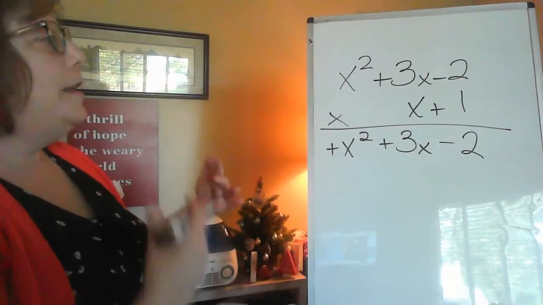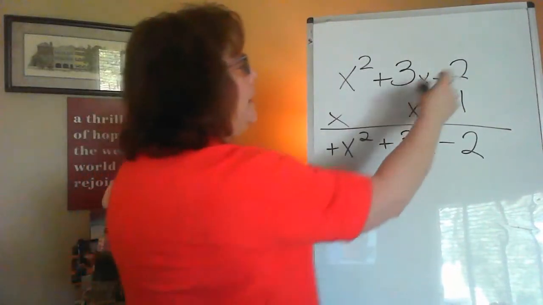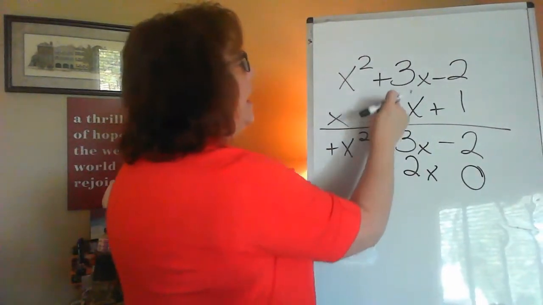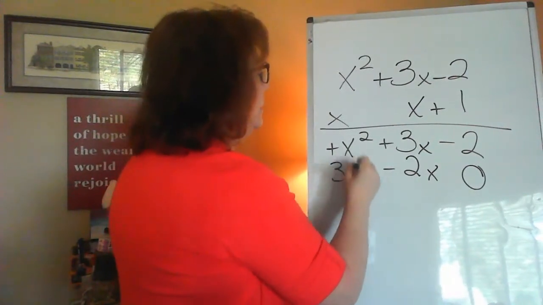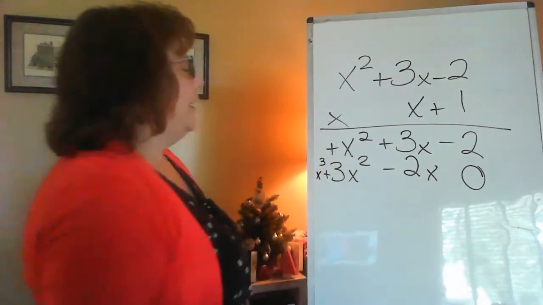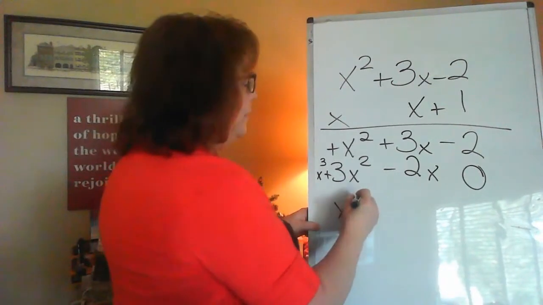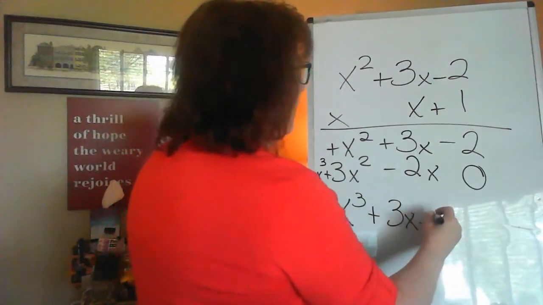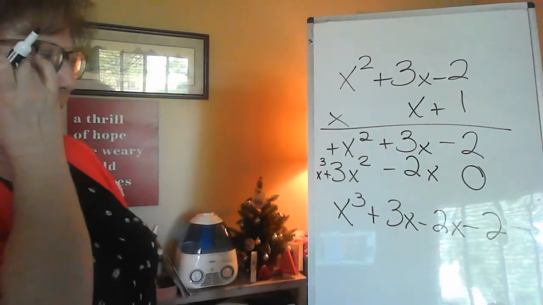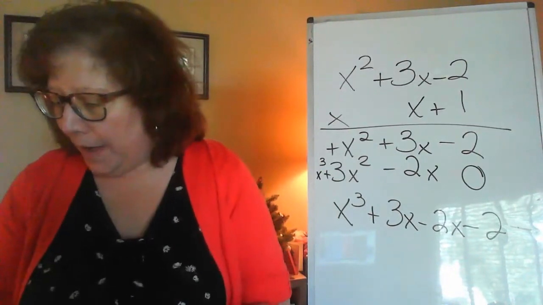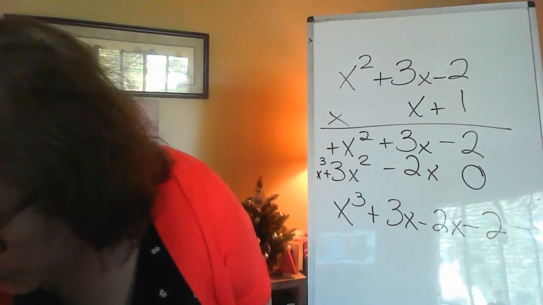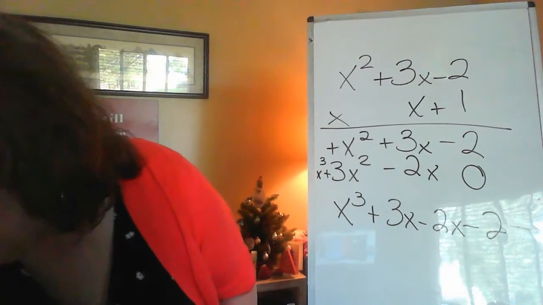Now I ignore the 1 and I work with the x. X times, and I'm going to put that 0 there. X times negative 2, negative 2x. X times 3x is going to be 3x squared. And x times x squared is going to be x cubed. Sorry, I didn't save any room for him. And so your final answer will be x cubed plus 3x minus 2x. Don't forget that negative 2. And that's your final answer. So you're welcome to do it that way. Number 8, the answer is 4x cubed minus 7x plus 3.